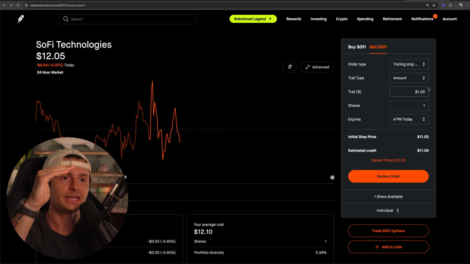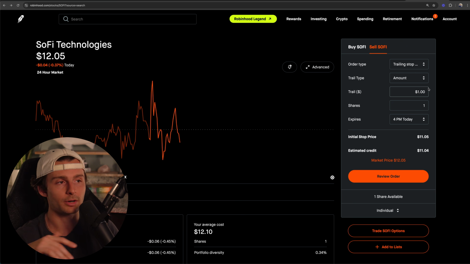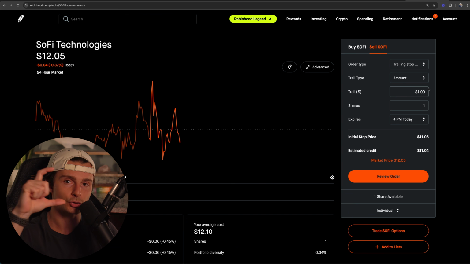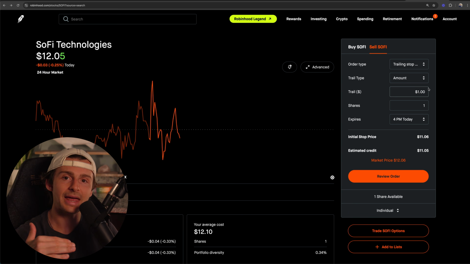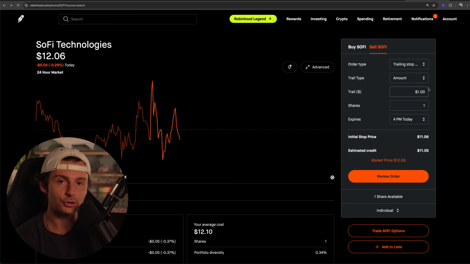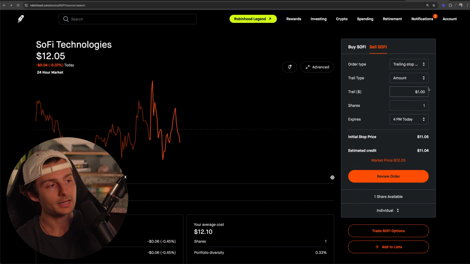Now it gets to 15, and then we have a big market correction or a market pullback, and SoFi drops down to $13.95. Well, that's now a drop of over $1. You will now get stopped out from the highest point that SoFi was before it dropped $1. Or in the case of a percentage, before it dropped the percentage that you needed it to drop for you to get stopped out. That's how that works.